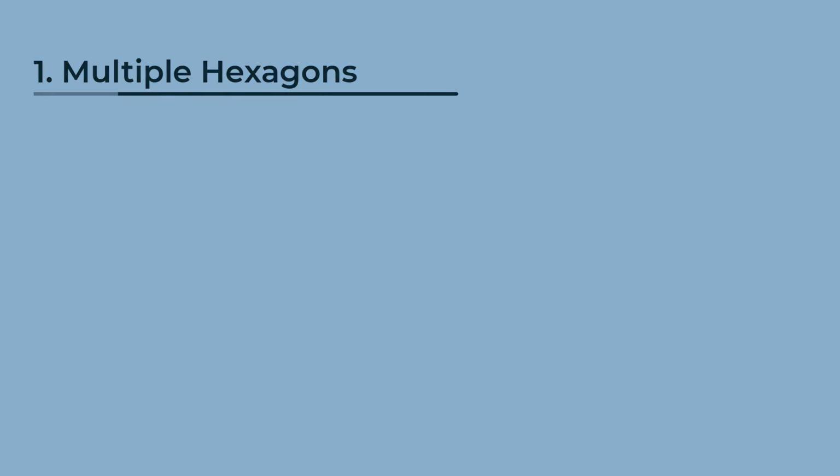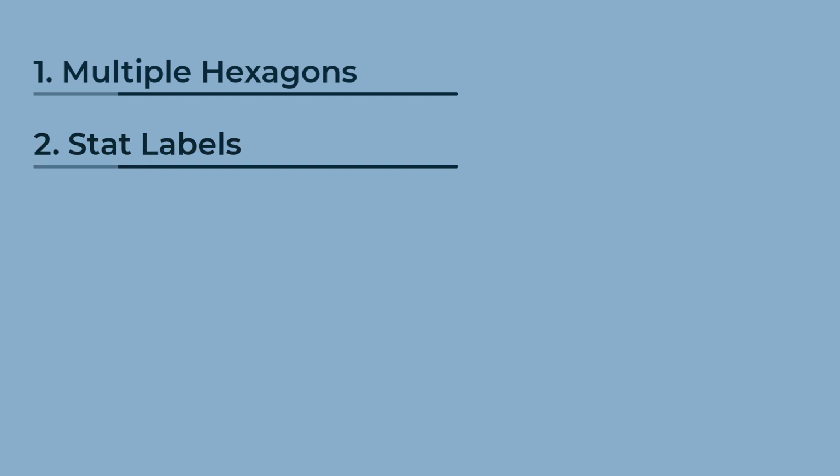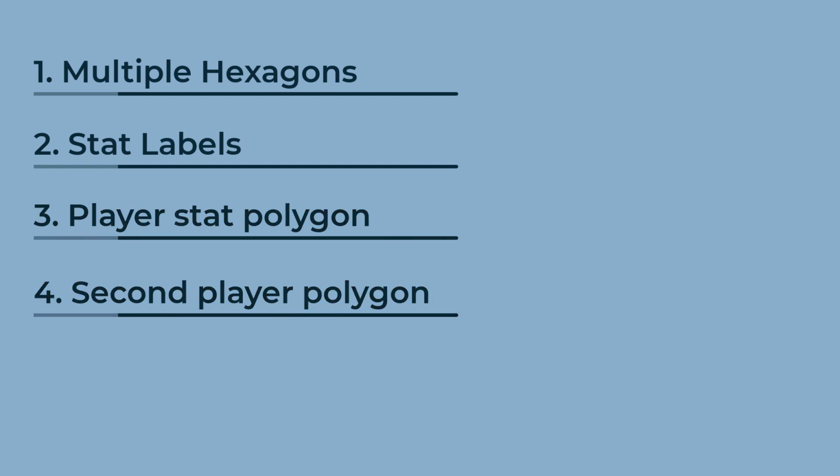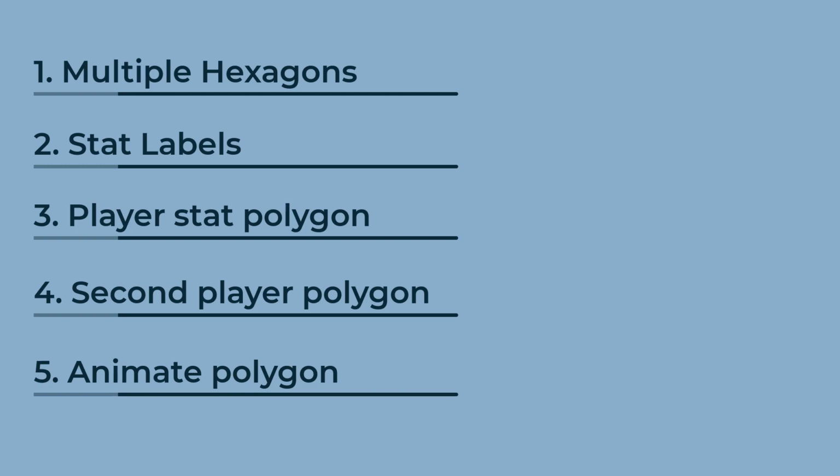There are majorly 5 parts to this video. First, we will create multiple hexagons. Then we will create labels around hexagon vertices. Then we will create a polygon with player stats. Fourth, we will create another polygon with second player stats. And lastly, we will animate the polygon from 0 to the final value.